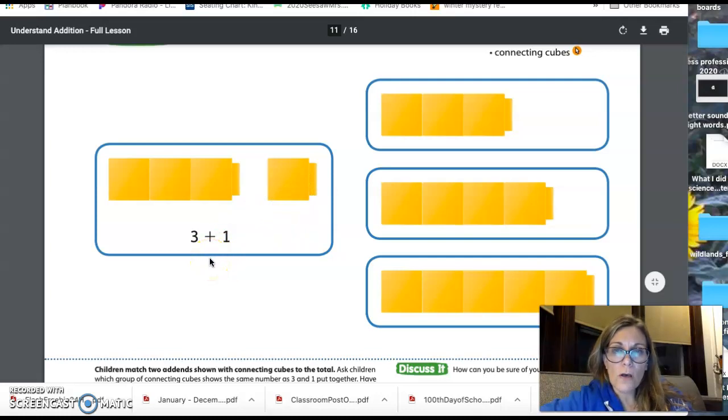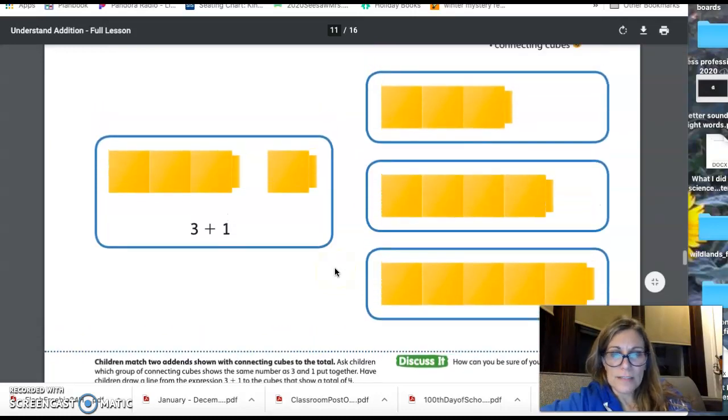If I squish those all together, if I squish the 3 plus the 1, how many would I have in all? Push your cubes together right now and count them. How many do you have in all? Then I want you to draw a line to the picture that matches over here. So which one? 1, 2, 3, 4. Which one is 4? Let's see. 1, 2, 3. No, that's not 4. 1, 2, 3, 4. How many are 3 plus 1? 1, 2, 3, 4. Draw a line from 4 to 4. We made a match.